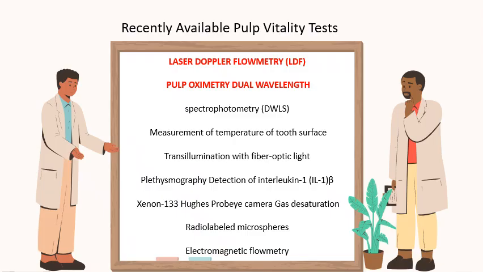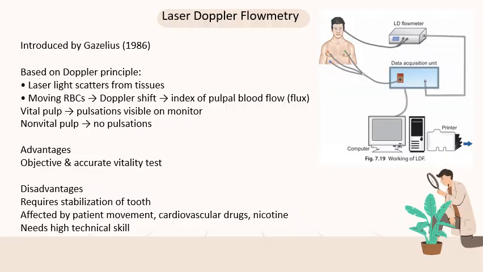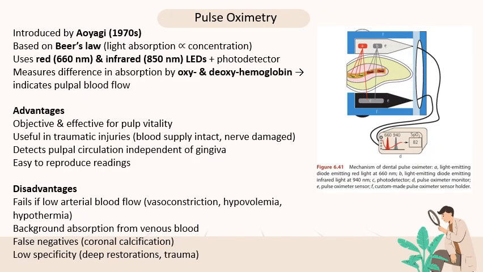In addition to these conventional methods, there are some recent advances. Laser Doppler flowmetry measures the pulpal blood flow using the Doppler principle, which gives an objective picture of the vitality. Moving on to pulse oximetry, it is adapted from medicine, and measures the oxygen saturation in the pulp using red and infrared light. It is particularly useful after trauma when the nerves may be damaged but the blood supply is intact. Both these methods offer high accuracy, but they come with limitations such as sensitivity to movement, technical demands, and equipment cost.